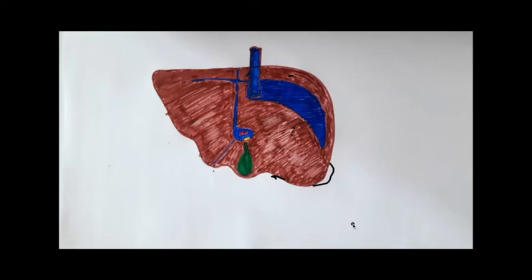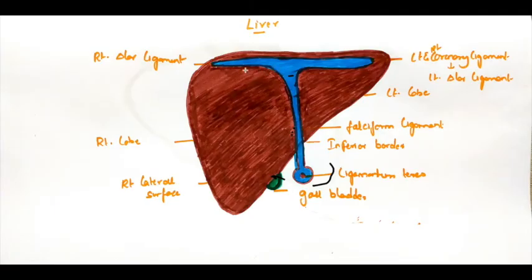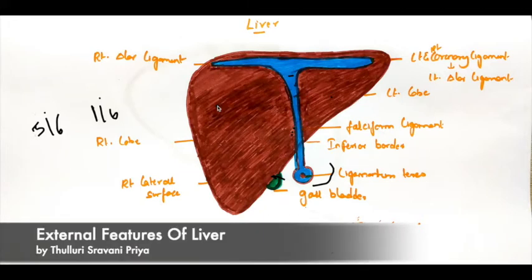Now we will see the anterior surface. It will have ligaments. These ligaments divide the liver into two lobes, the right lobe and the left lobe. Five-sixths of the liver is formed by the right lobe, whereas one-sixth is formed by the left lobe. For the right lobe of the liver, we see the entire surfaces: the anterior, superior, posterior, right lateral, and inferior surfaces.